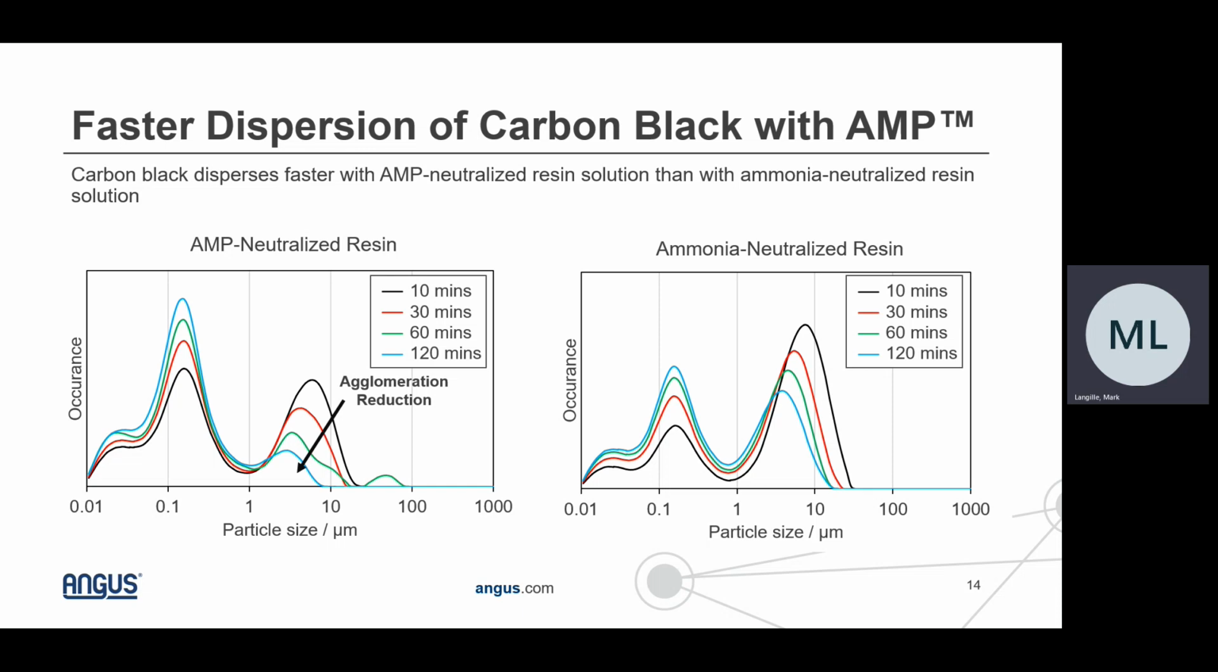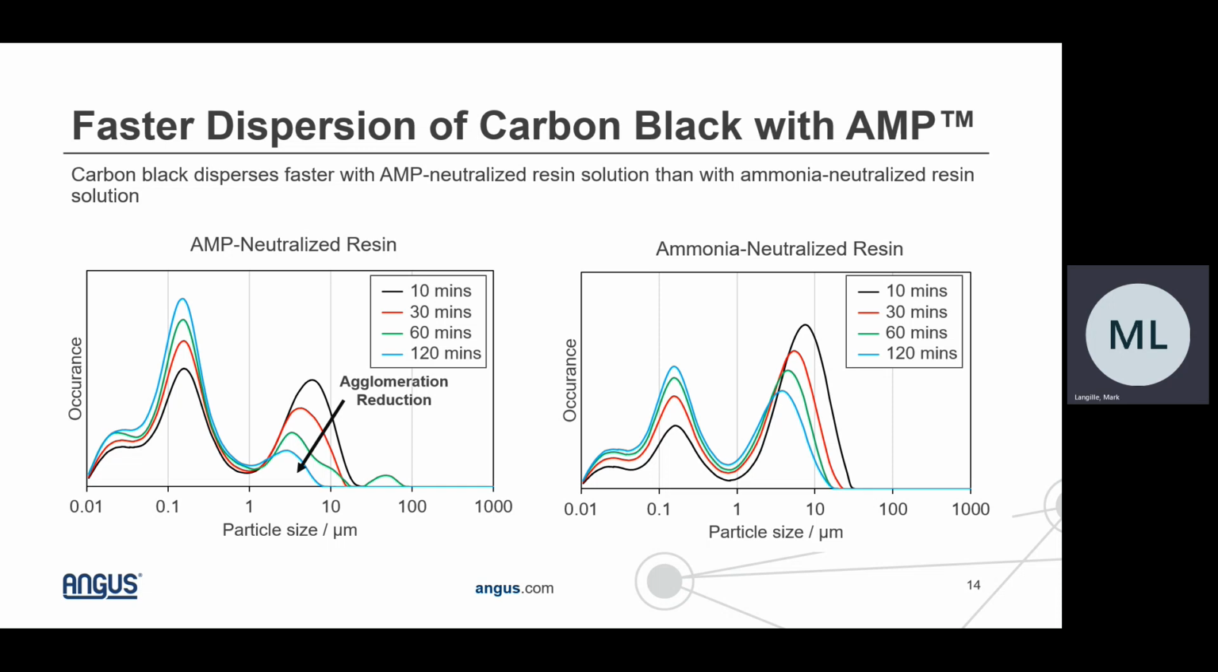So in our studies, we are comparing the use of AMP to ammonia, and this is both in the resin solubilization step and also in the final pH adjustment step. What we found is that AMP can help to more quickly disperse carbon black. We monitored that by particle size measurements after 10, 30, 60, and 120 minutes of grinding.